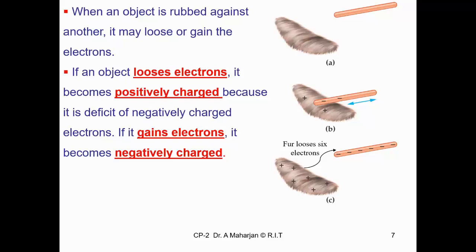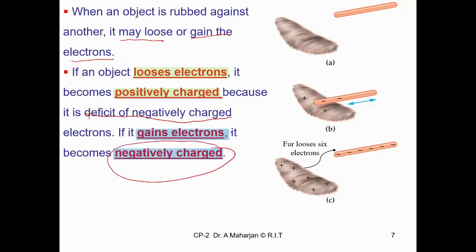What happens when an object is rubbed against another, like fur or cloth, is that it may lose or gain electrons. That's the main point. If an object loses electrons, it becomes positively charged. Why? Because it is deficient in electrons, because it has lost some electrons. Conversely, if an object gains electrons, then it becomes negatively charged.